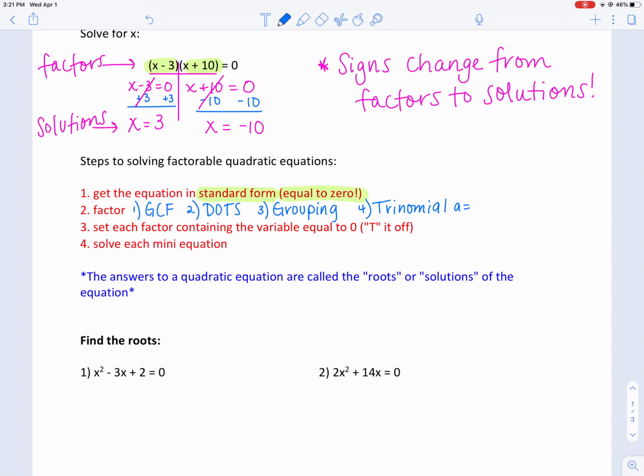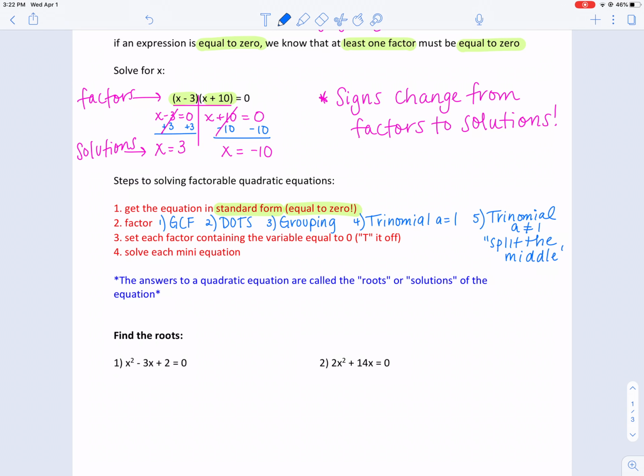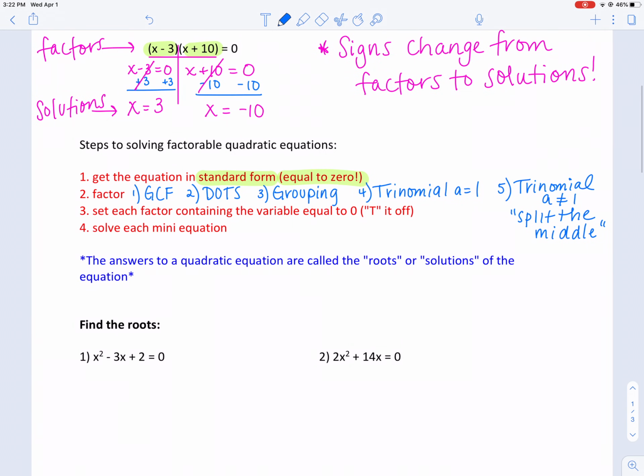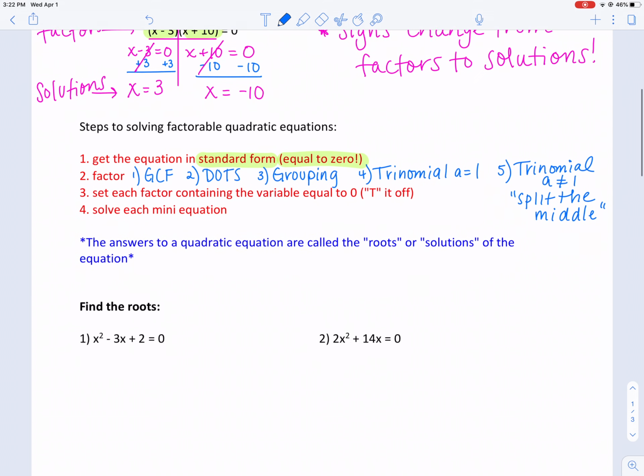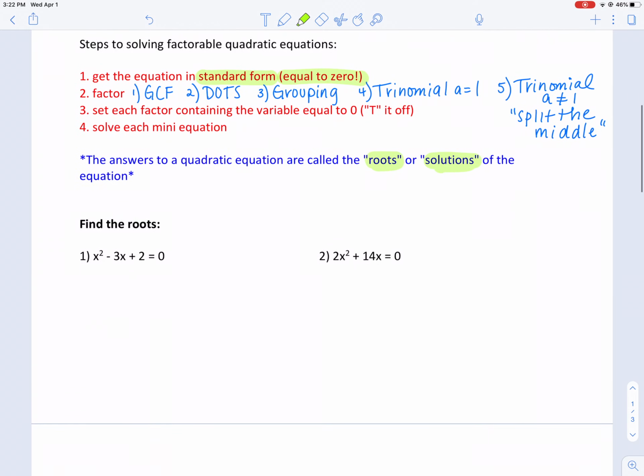If it's not grouping, it could be just a basic trinomial. That's where a equals 1. Or you could have a trinomial where a is not equal to 1, which was what we called split the middle. Okay, so you have 5 different factoring methods to choose from. Okay, so when you get your answers, these solutions, they're either called roots or solutions. So everybody take a look at number 1.